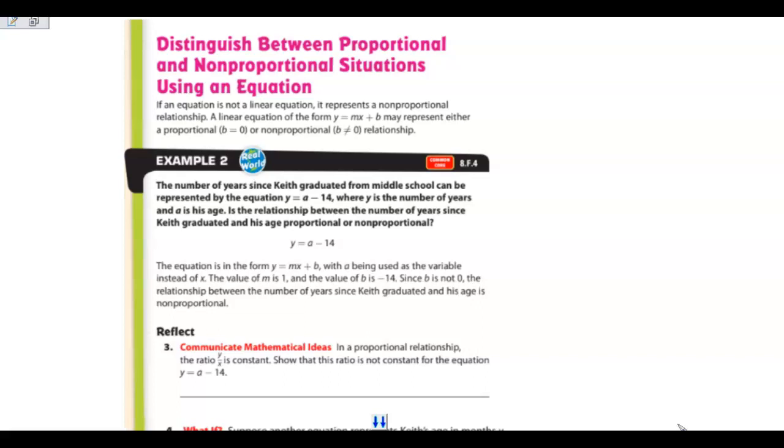The equation is in the form of y equals mx plus b, with a being used as a variable instead of x. The value of m is 1, because in front of every variable, if there's no number, we know that there's an invisible 1. The value of b in this equation is negative 14. Since b is not 0, the relationship between the number of years since Keith graduated and his age is considered to be non-proportional. Okay? So it is linear, but it is non-proportional.